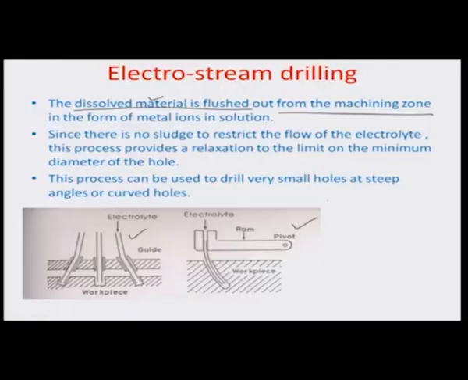Okay. So there is no sludge formation, okay, and there is no restriction of the flow of the electrolyte, because the dissolved material is in form of ions. Okay. Just let us write this down here. Dissolved metal is ionic in nature, and that is one of the reasons why no flushing action of the electrolyte is needed.